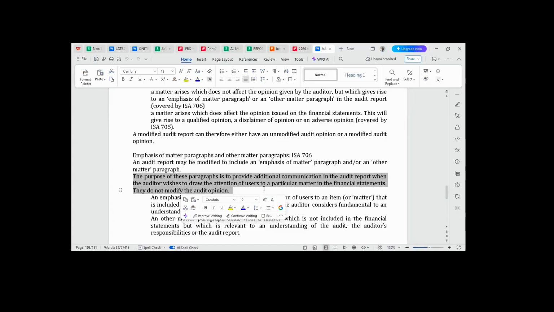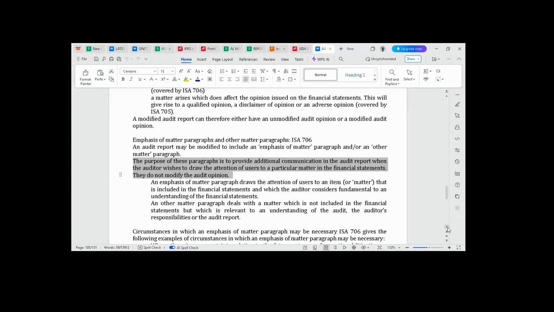The main reasons for qualification or modification of the audit report are just two. Disagreement or misstatement, that is one. Number two, limitation of scope, that is two. I hope you understand. I hope we are together. So that is what this area is talking about. ISA 706.